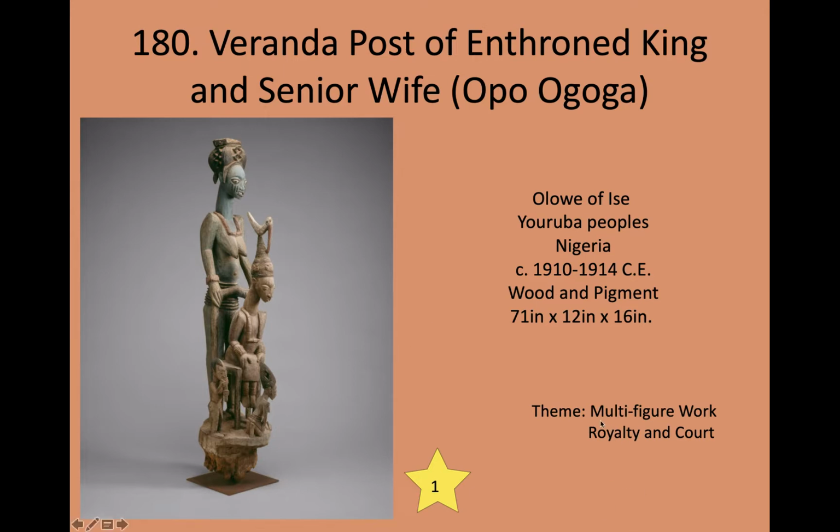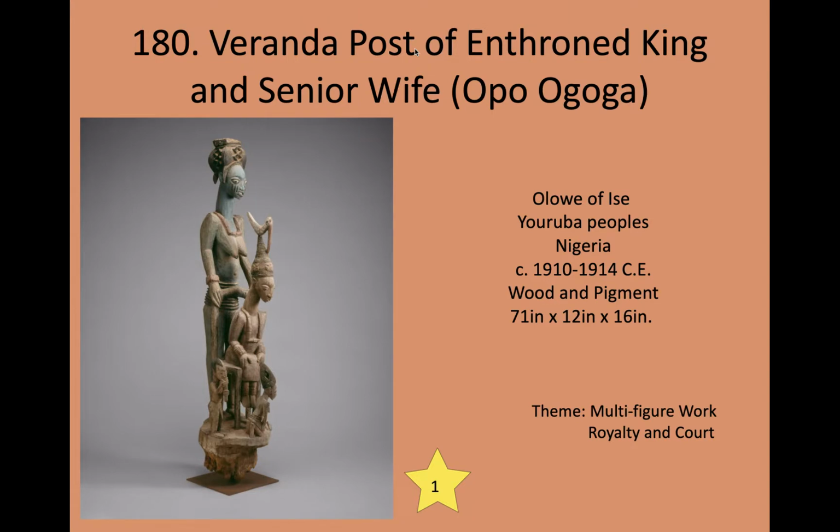And you're looking at your theme here, a multi-figure work, royalty and court. All right, so that's easy. But then we look at what we actually have. Veranda post. So you have to take this apart because not everybody knows what a veranda is. A veranda is like a front porch, right? You sit on your veranda. So this is the post that would have been in the four corners of the veranda of the royal palace, the front porch of the royal palace. And these posts held up the front porch of the royal palace.